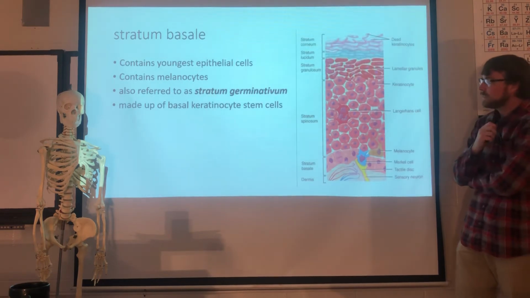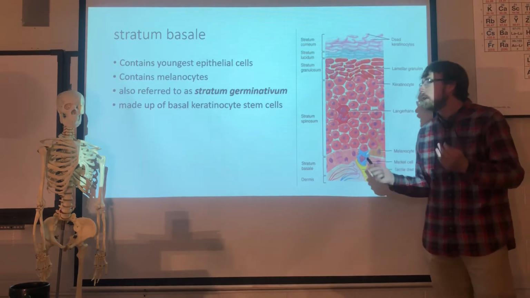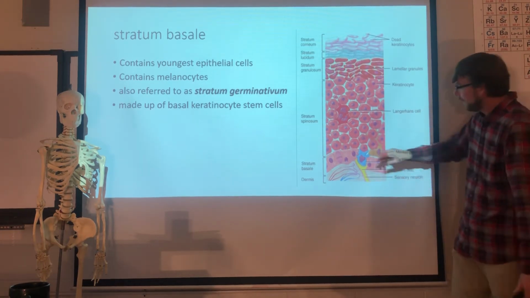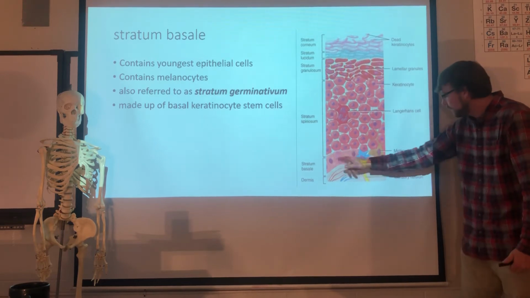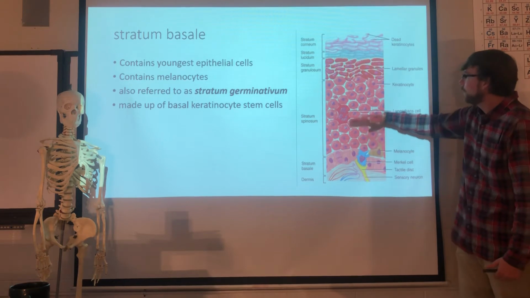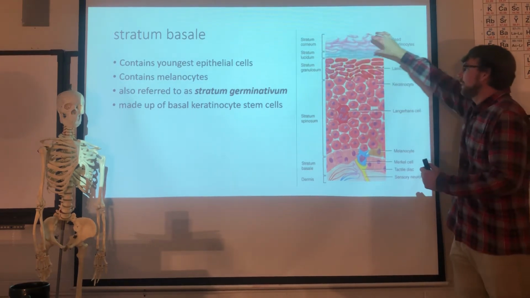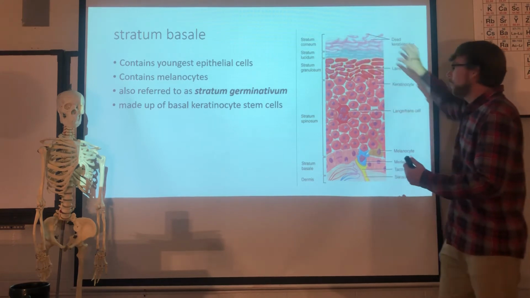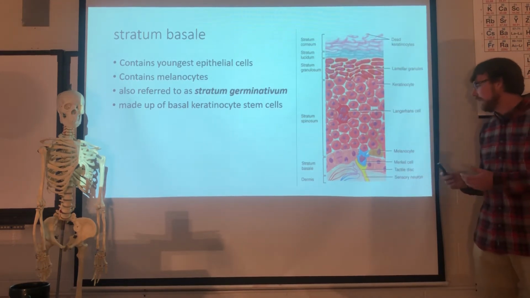So our deepest layer is the stratum basale. This contains the youngest epithelial cells. So we have the young ones. Here we have one, it is going through mitosis down here. As they replicate, they are going to flatten, fill with keratin, and be dead by the time they get to lucidum and corneum. The stratum basale contains melanocytes.